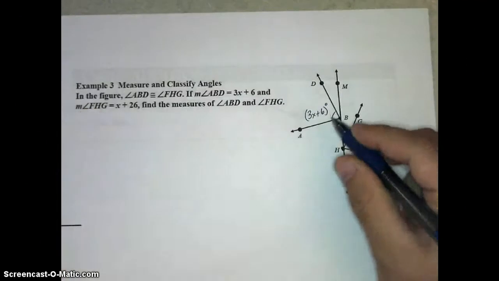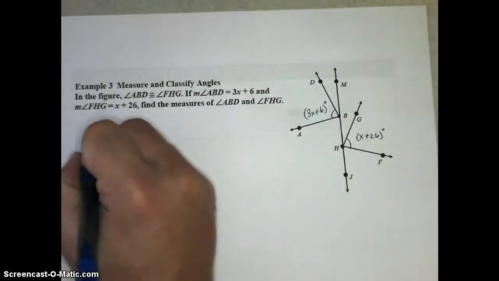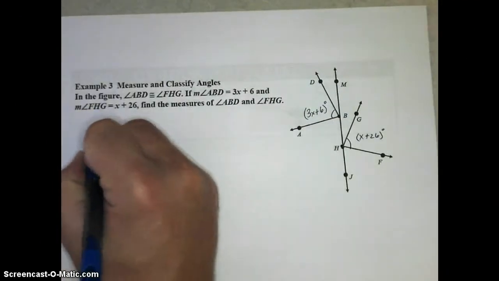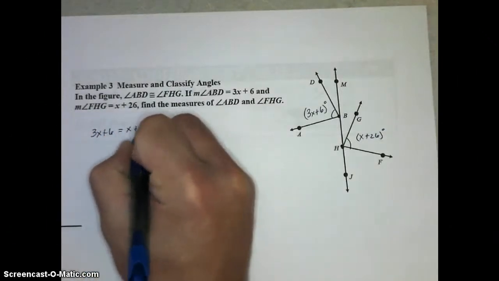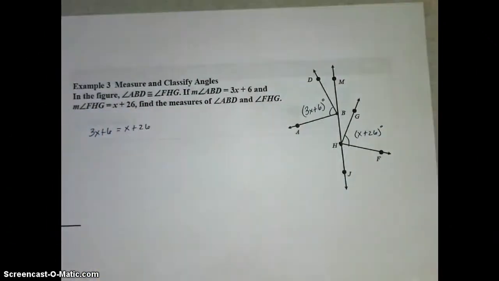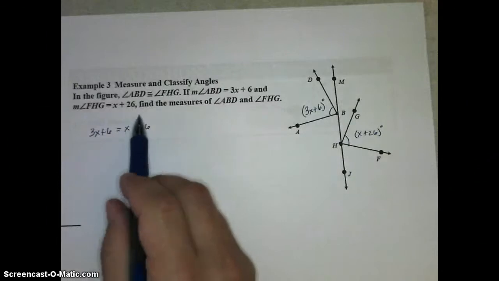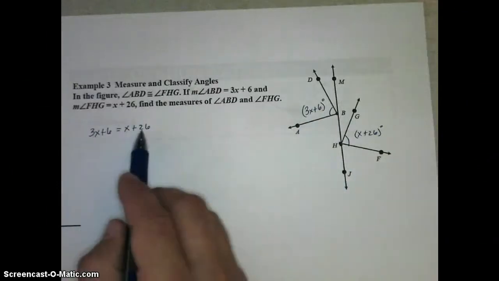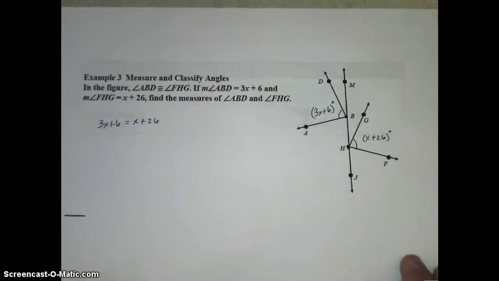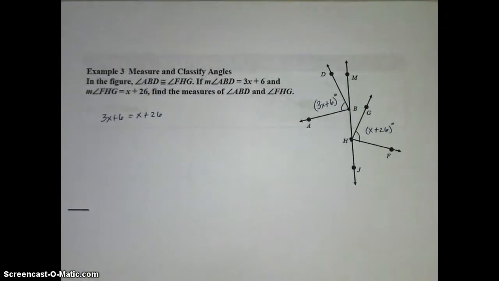If they are congruent, they have equal measures, and so I can say that their measures 3x plus 6 equals x plus 26. And now we just solve the equation for x to be able to find the measure of these two angles, and they should be the same number. So if we find x first, then plug them back in, we'll find those angle measures. Why don't you take a minute or two to find the value of x, and then we will continue.